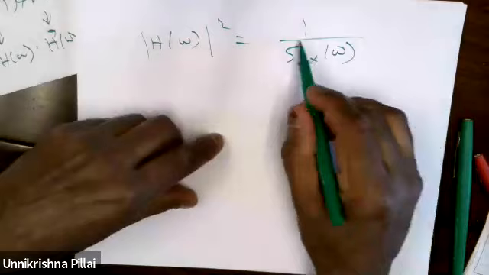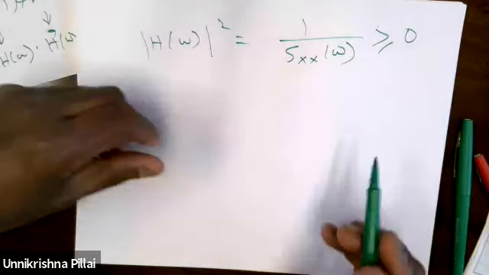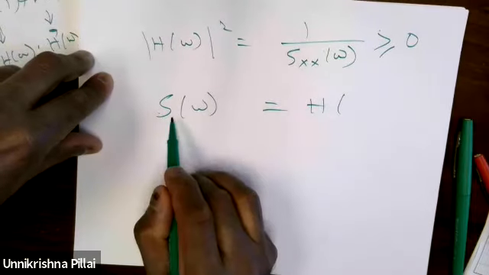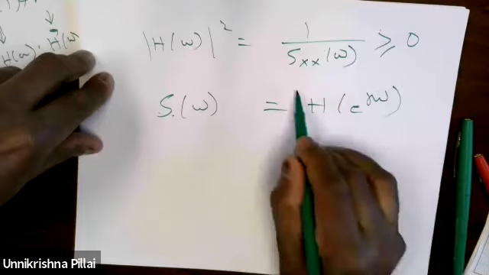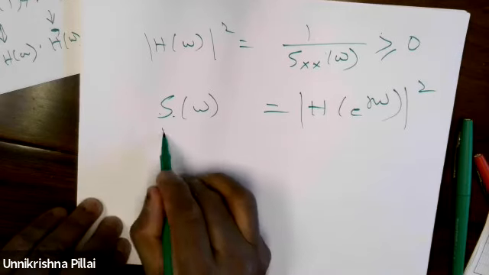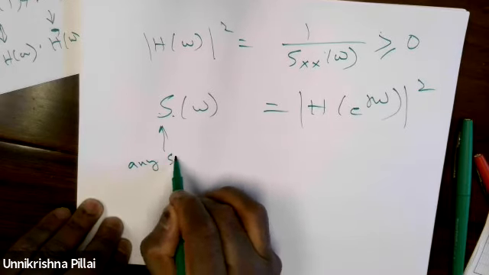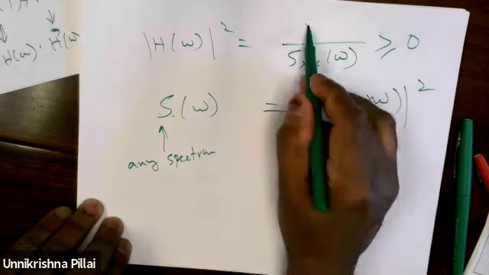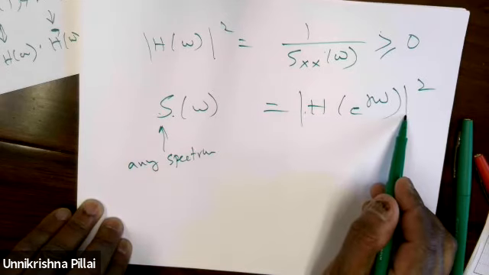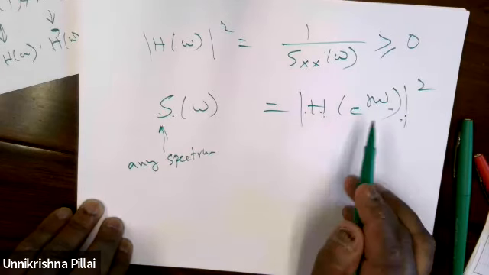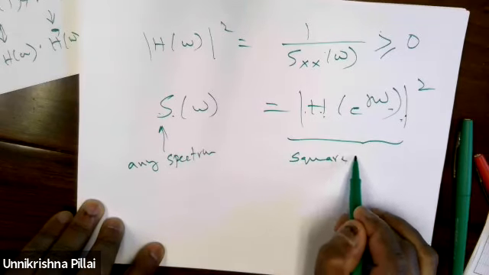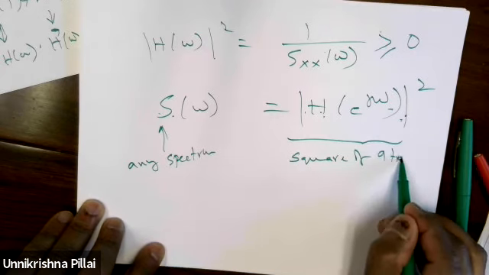So this itself is a spectrum, right? The question is, if I am given any spectrum, not necessarily SXX of omega, can you write it like this? Because 1 over a spectrum is a spectrum. Is it possible to write it as the square of a transfer function H of omega? So this is the absolute square of a transfer function.